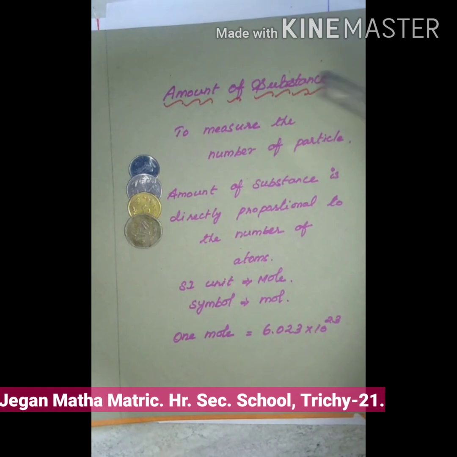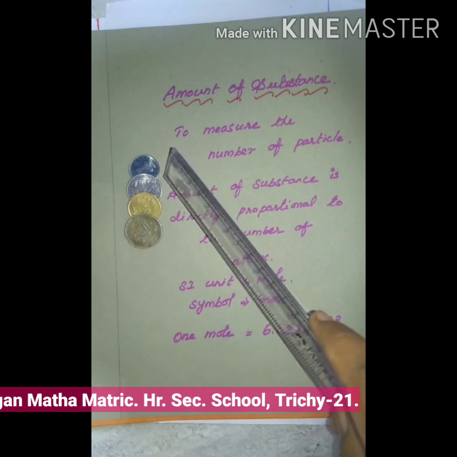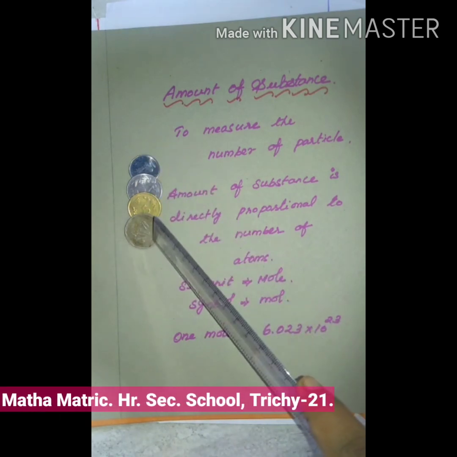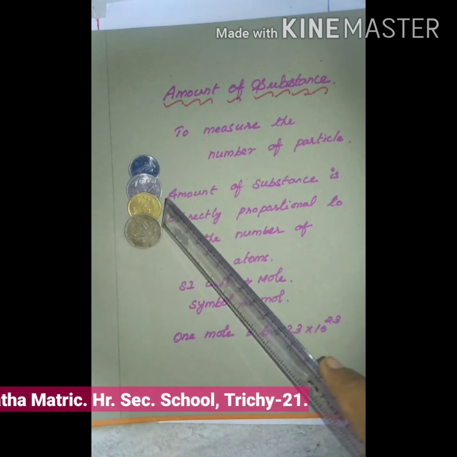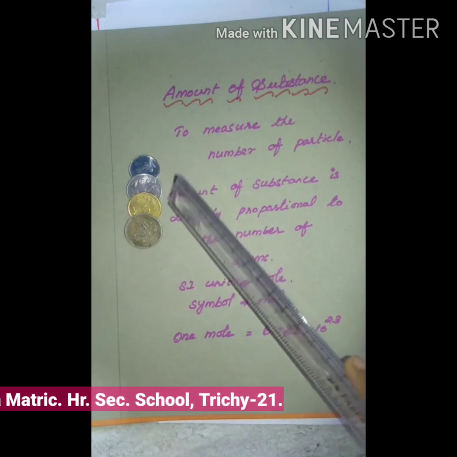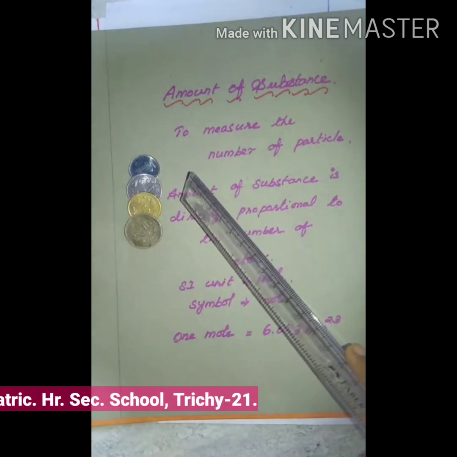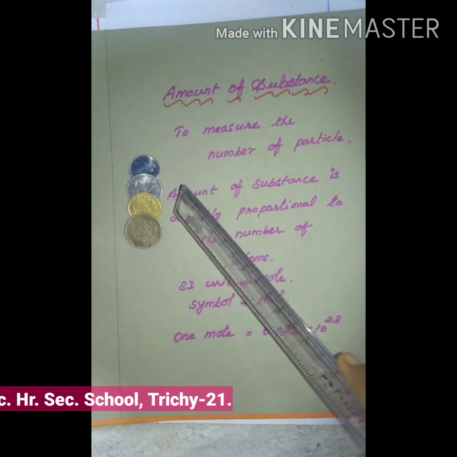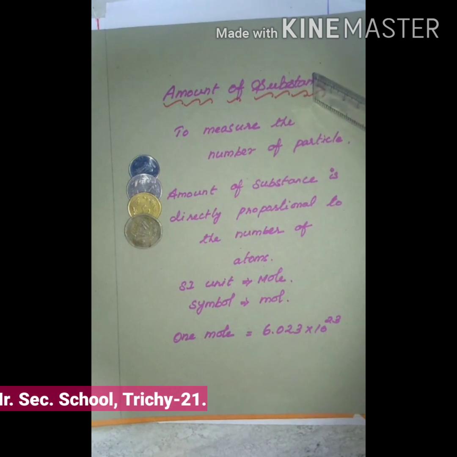Next we will move to amount of substance. Can you count the number of coins? 1, 2, 3, 4. Can you count the number of atoms in a coin? No, it is very difficult to count the number of atoms because atoms are not visible. There is an indirect method to count the number of atoms or molecules in a substance. That is known as amount of substance.